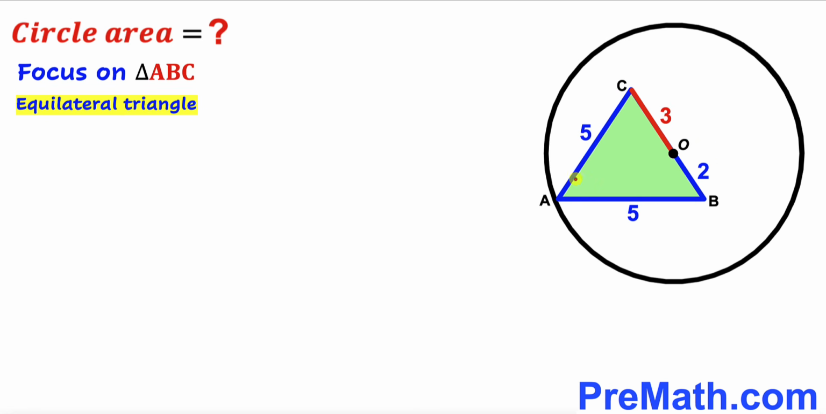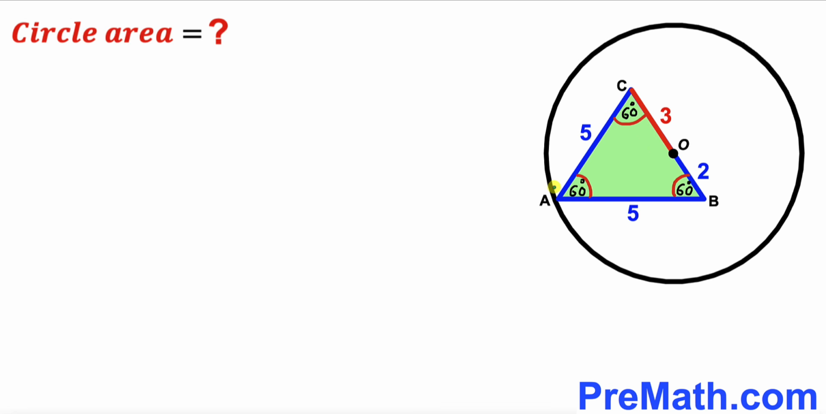So we conclude that all the interior angles of this triangle are congruent as well. All these interior angles of this equilateral triangle are going to be 60 degrees each, since the sum of all 3 angles equals 180 degrees. In the next step, I am going to connect this vertex A with the center O of the circle.